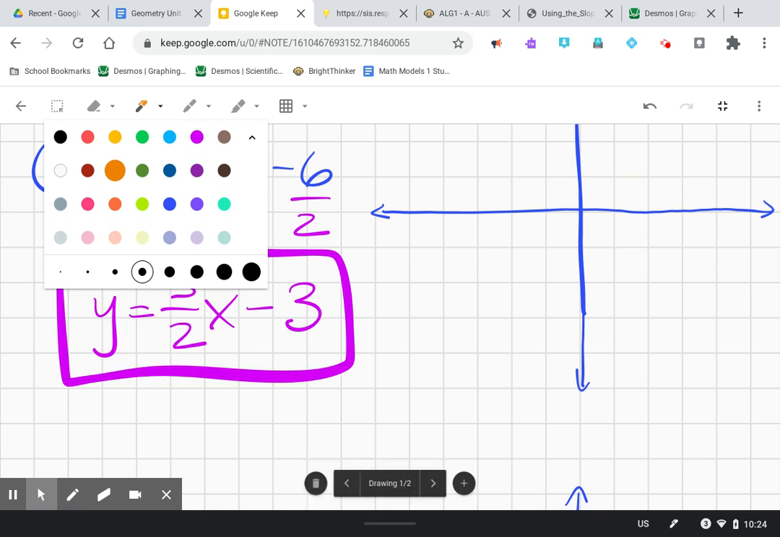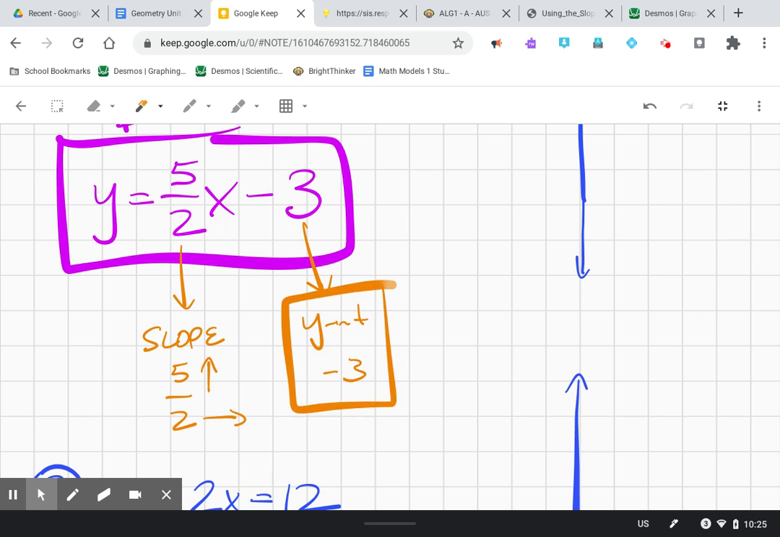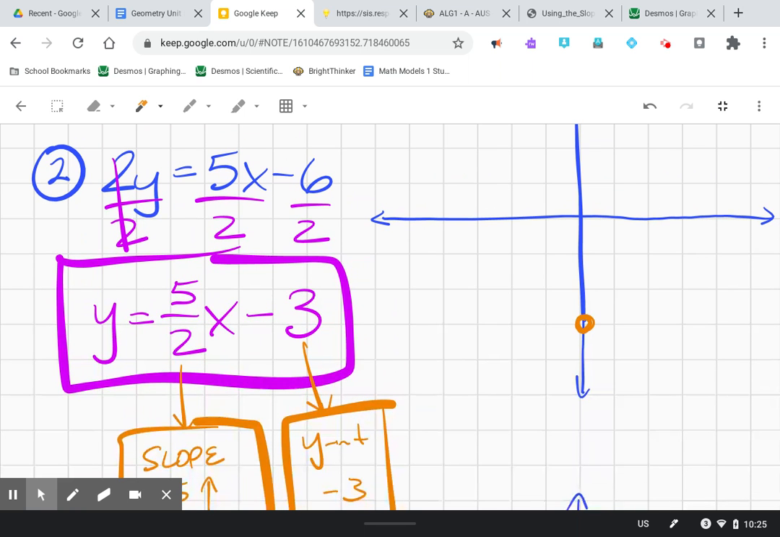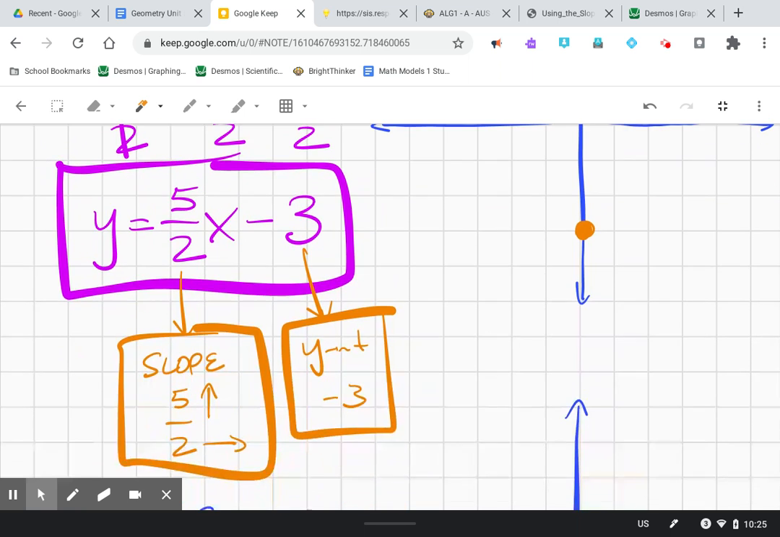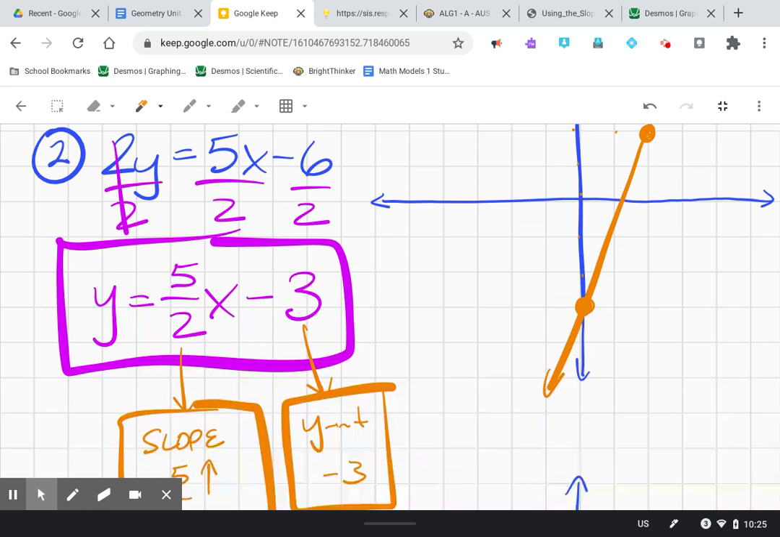Okay, and then we're going to pull out our slope, which is 5 over 2. That's going to be up 5 over 2. And then we have a y-intercept of negative 3. So we go up over here and we say our y-intercept is negative 3. That goes right there. And the slope is up 5 over 2. So 1, 2, 3, 4, 5, 1, 2. There's my next point. And then I can just go ahead and graph the line through those 2 points.